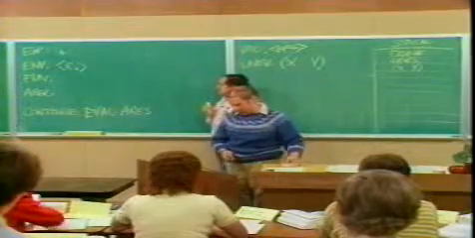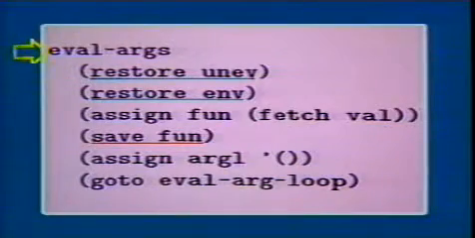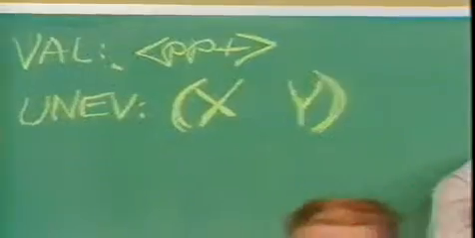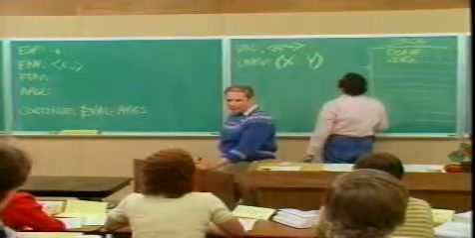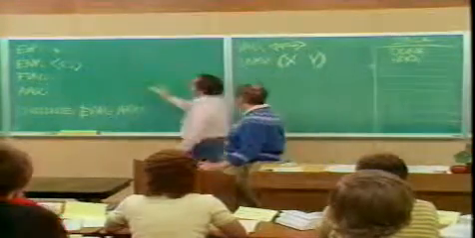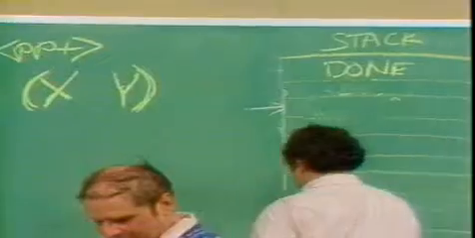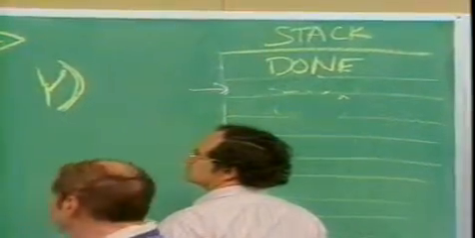So we come back here at eval args, and what do we do? We're going to restore the stuff that we saved. So we restore unev. And notice there it wasn't necessary, although in general it would be. It might be some arbitrary evaluation that happened. We restore env. Okay, we assign to fun fetch of val.